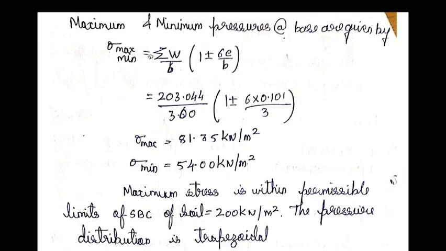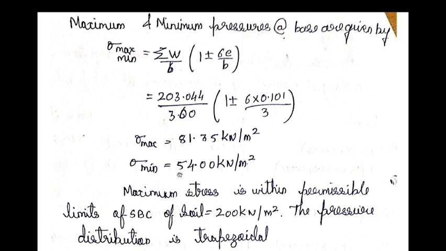Making use of the eccentricity, we calculate the maximum and minimum pressures at the base. This is given by this formula, that is summation of forces divided by the base slab width into 1 plus or minus 6e by b. So substituting plus and computing it, we will get the maximum pressure, and with the negative sign we will get the minimum pressure. So after substituting once with plus and once with minus, the maximum pressure works out to be 81.35 kilonewton per meter square, and the minimum pressure works out to be 54 kilonewton per meter square.